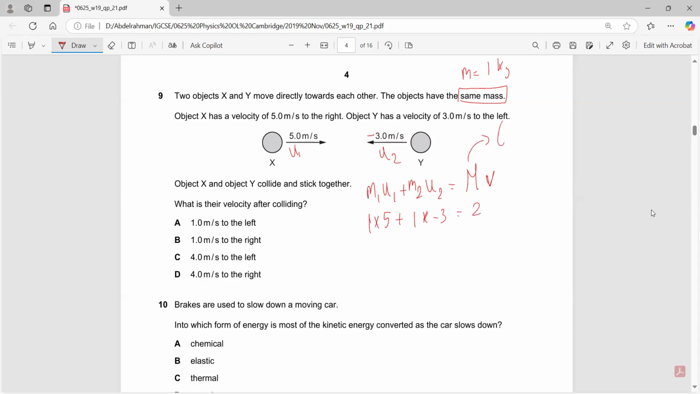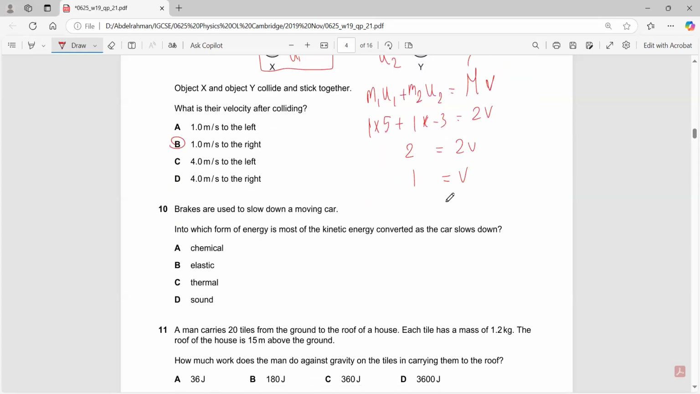Let's write it down. M is equal to 1 plus 1 because we said that the mass is 1 kilogram, to V. Now we can just find the final velocity. Now the final velocity would be equal to 2 is to V, and V is 1 meter per second. Should it be to the left or to the right? It should be in the positive direction. The positive direction was to the right, and therefore the correct answer would be B.